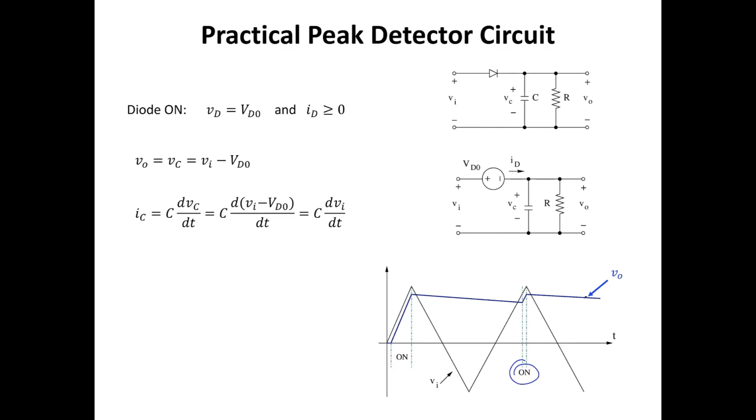So I can find the equation of V out when the diode is on. This is a simple equation because the diode is on, so I can replace it with the constant voltage drop model. KVL in the main loop tells me that V out equals Vi minus VD naught. So I have the equation for this section of the graph.